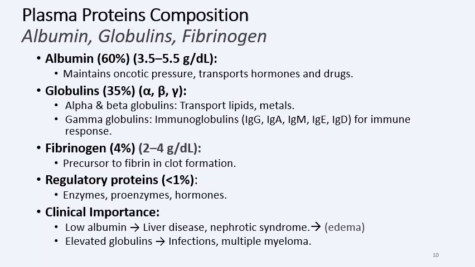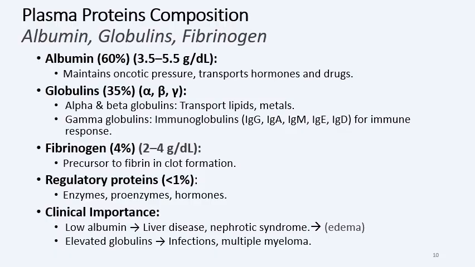The plasma composition. As said before, plasma is composed mainly of 90% water and 7% proteins. The proteins are here. Most of these proteins are albumin, 3.5 to 5.5 grams per deciliter, and it maintains oncotic pressure and transports hormones and drugs.